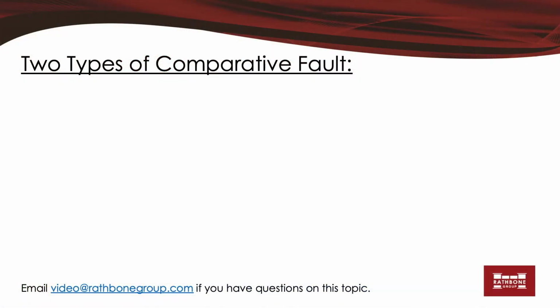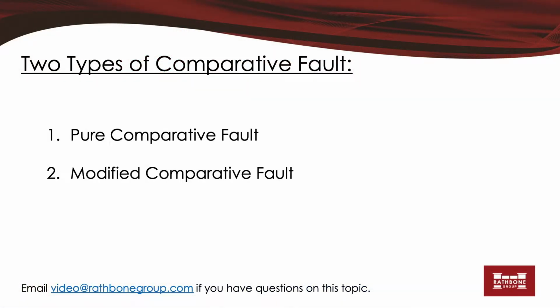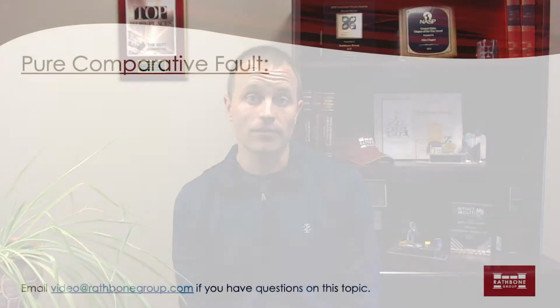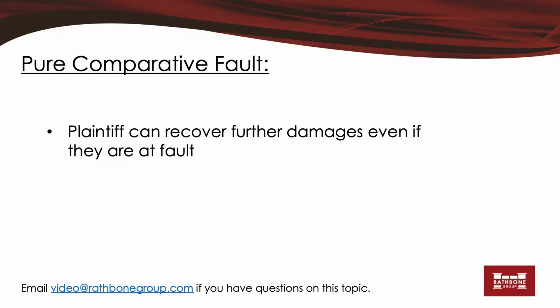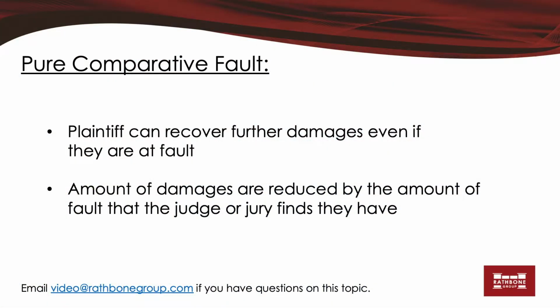The second is more common, and that's comparative fault. And comparative fault is broken into two different types. First, there's the pure comparative fault, and second, there's the modified. So approaching a pure comparative fault system, a plaintiff can recover for their damages even if they're at fault. No matter how at fault they are, they still can recover for their damages. The amount of damages are just reduced by the amount of fault that the judge or jury finds they have.